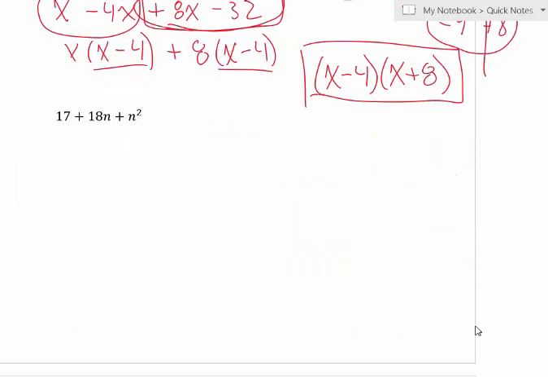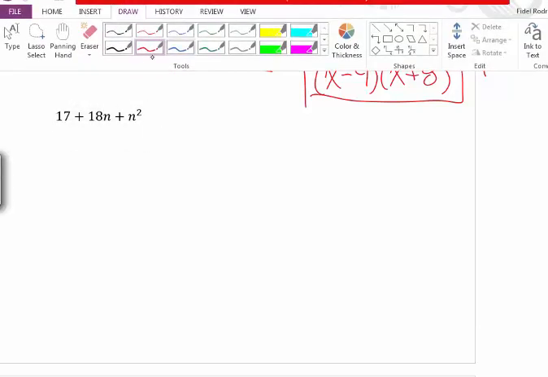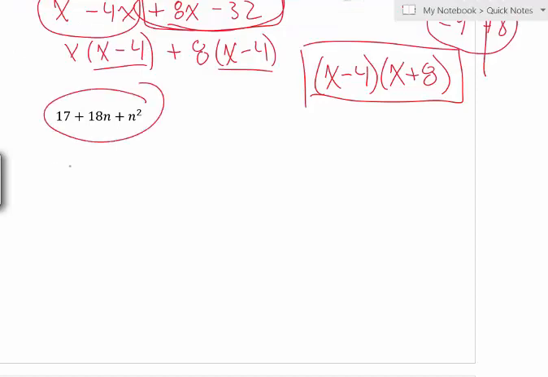All right, so the next problem we have here is 17 plus 18n plus n squared. So the first thing I notice is that this polynomial is not written in the proper order. We usually have the squared term coming first, and then the variable, and then the number by itself at the end. So all I'm going to do is just rewrite that problem. I write it as n squared plus 18n plus 17. Okay, now it's in the right order.